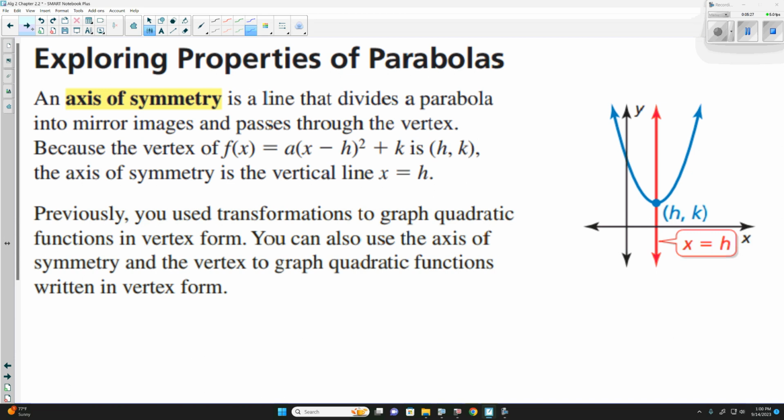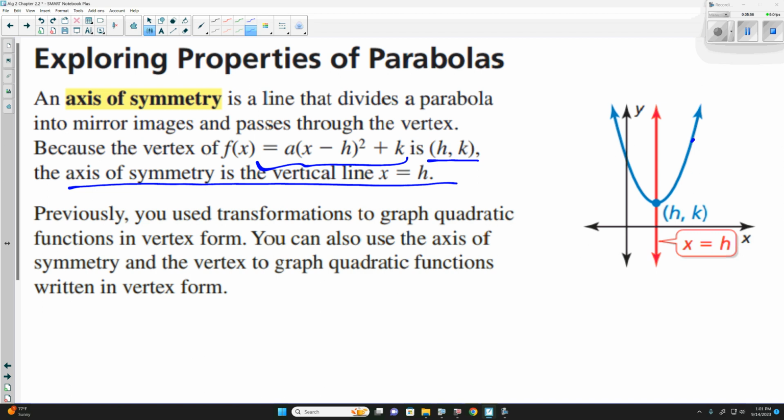Now, we worked with the vertex form of a quadratic yesterday. We've talked about those. We've looked at them. And the vertex form is this form here, a times x minus h squared plus k, where the h and k give us the vertex. Now, one piece of information that's new is our axis of symmetry is the vertical line x equals h. It's the line that cuts the parabola in half.